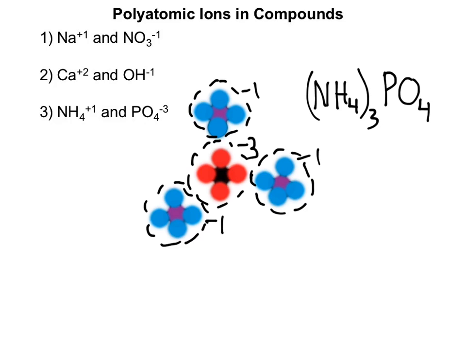Wait, is it positive one? Yeah, +1. Thank you. I screwed that up. Take 2. You should have 3 of the +1 NH4s, and only 1 of the -3 PO4s. Now your formula: 3 of the NH4 molecules, 1 of the PO4 molecules.